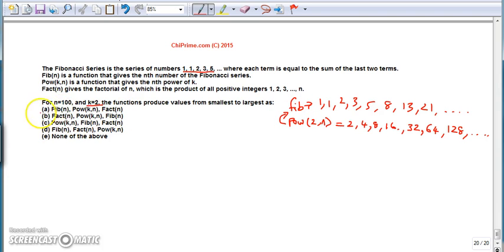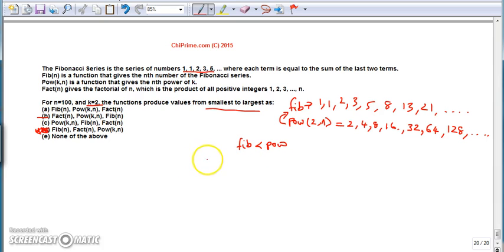So you can use that directly, since we're listing values from smallest to largest, to eliminate any of the options where the Fibonacci has a higher rating than the power. So for example, B is one such option where Fibonacci is higher than power. We can eliminate that. D is still in play, so we can still consider D. All right, so we've established that fib is less than pow.